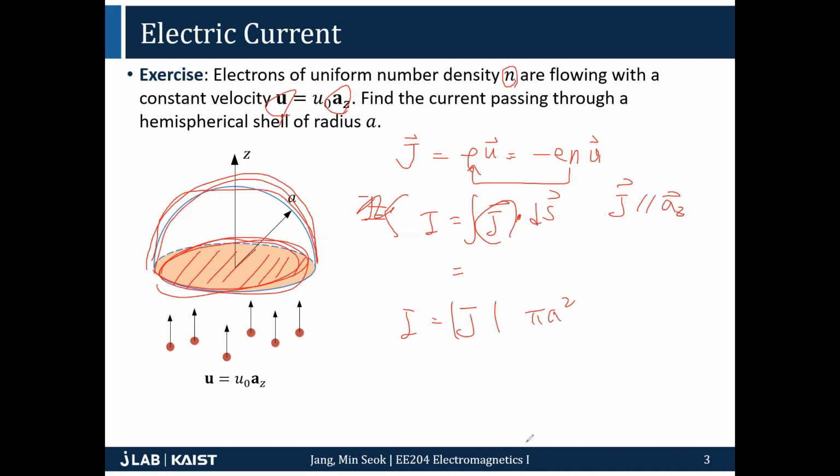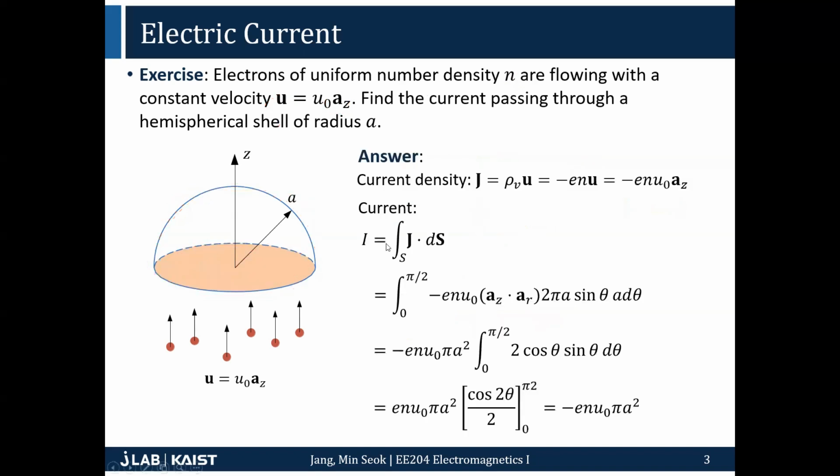So again, J is a vector quantity that can be integrated to obtain I, which is a scalar quantity. And in that integration, we have a dot product. So considering the direction of the surface and the direction of J, only the amount that is normal to the surface will be integrated. So this is it. It's a pretty easy calculation.